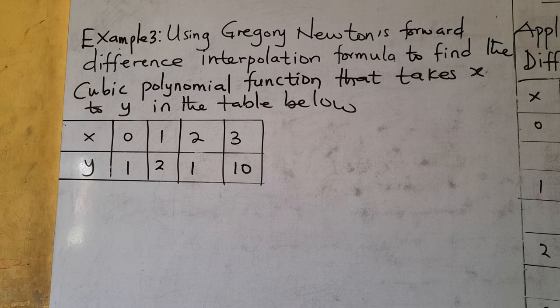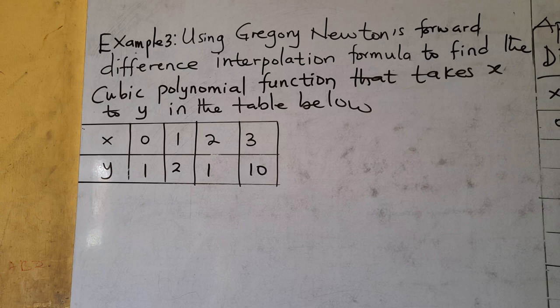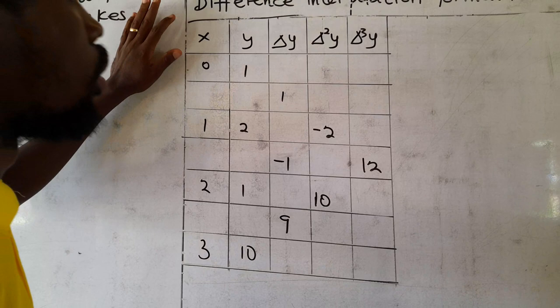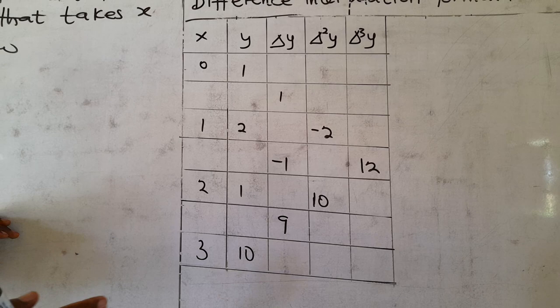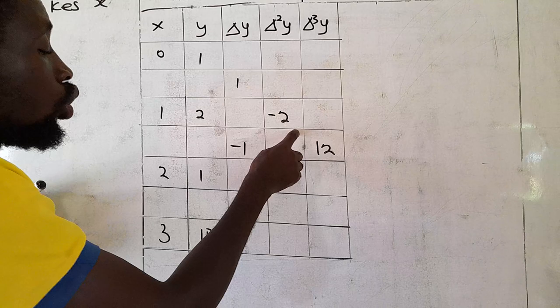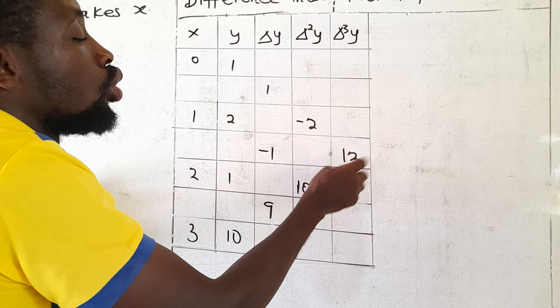So how do we do that? First thing, we need to construct a difference table for that. So our difference table will look like this. So we have the x 0, 1, 2, 3, and the y 1, 2, 1, 10. Remember, they said this is a cubic polynomial function. So when we find up to the cubic, then we stop. So we say the difference between 2 and 1, 2 minus 1 is 1, 1 minus 2 is negative 1, 10 minus 1 is 9. The second difference, negative 1 minus 1 will be negative 2, 9 minus negative 1 will be 10. Then the third difference, 10 minus negative 2, that will be 12.